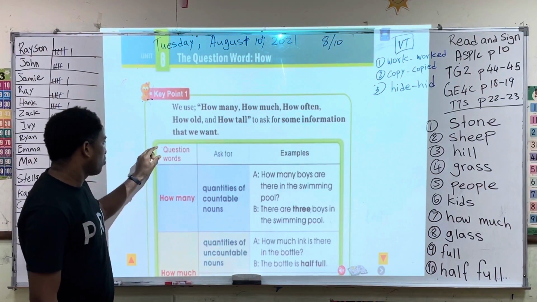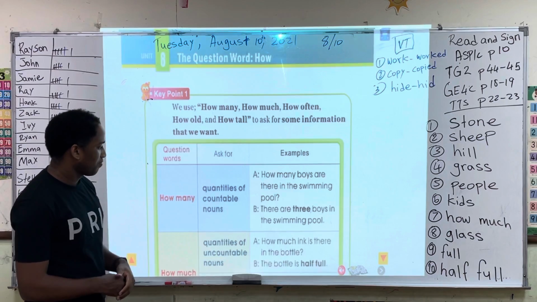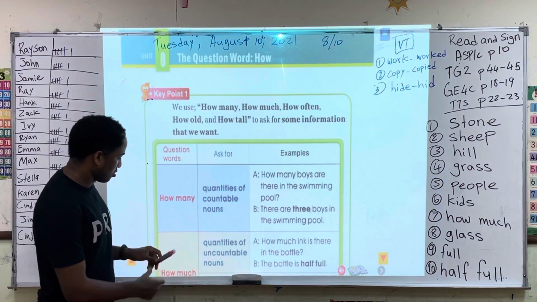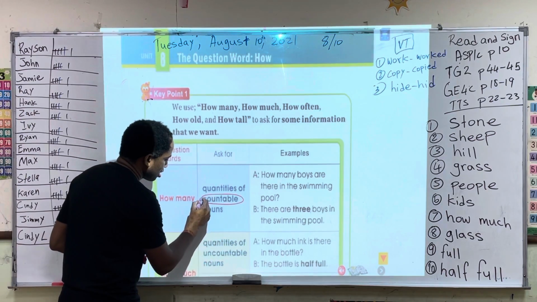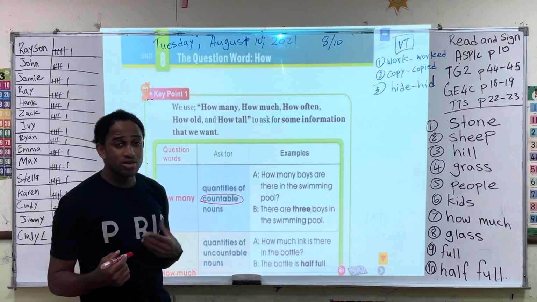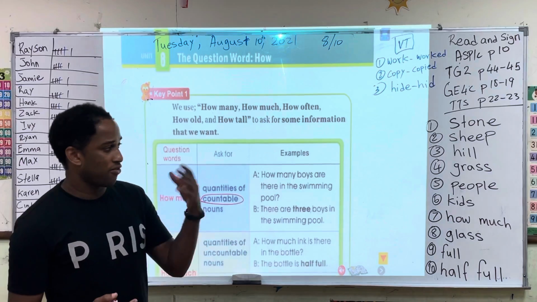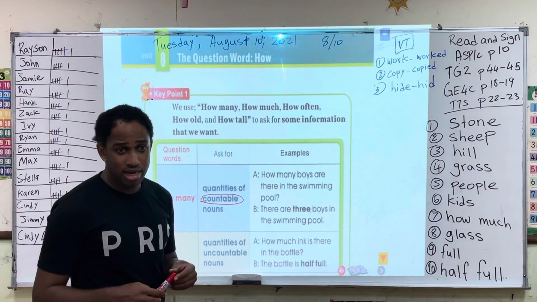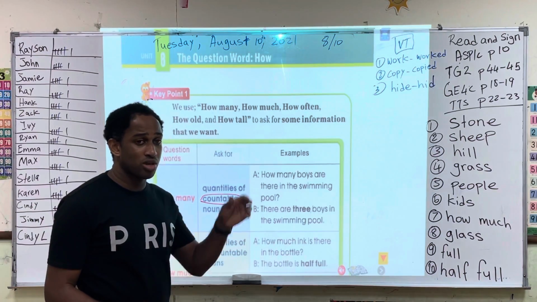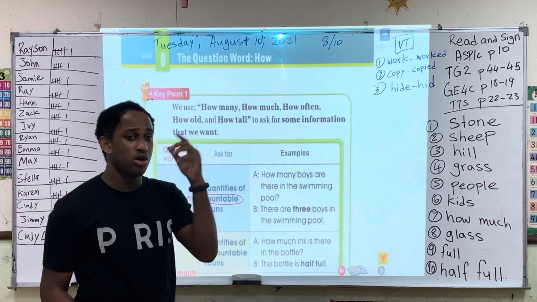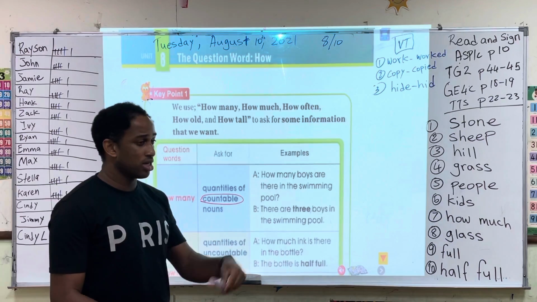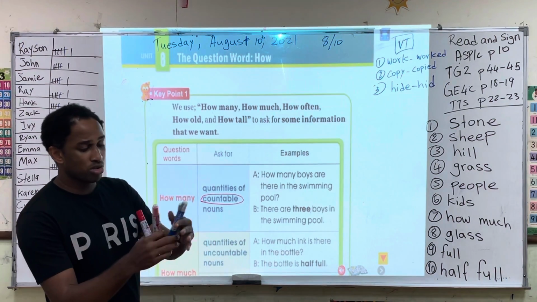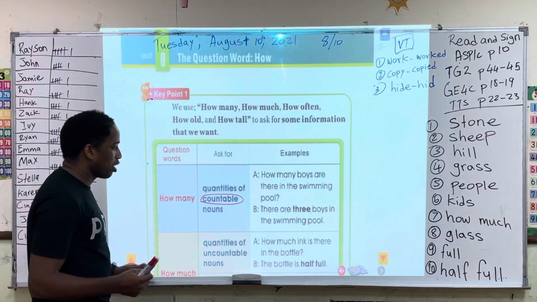So now let us do the question with how many. We ask for quantities of countable nouns. Countable nouns are words that you can count, like, for example, chairs. How many chairs are in the class? How many students are in the class? You can count 1, 2, 3, 4 chairs. Markers. How many markers do you have? Okay, I have 1, 2, 3, 4 markers. They are countable.